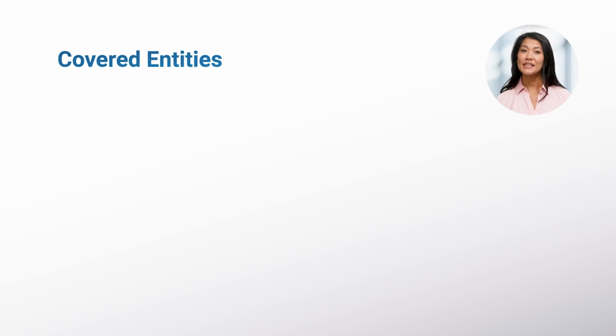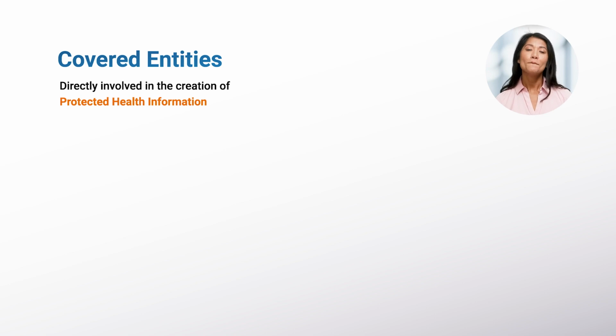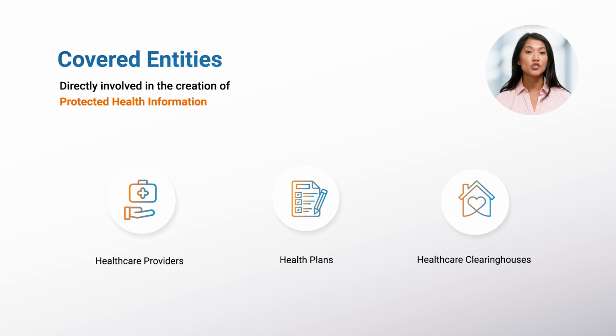In healthcare, there are 2 types of organizations that create or collect PHI and must be HIPAA compliant: covered entities and business associates of covered entities. Covered entities directly involved in the creation of protected health information, PHI, must adhere to all HIPAA regulations. HIPAA regulation defines a covered entity as healthcare providers, health plans, and healthcare clearinghouses involved in the transmission of protected health information.